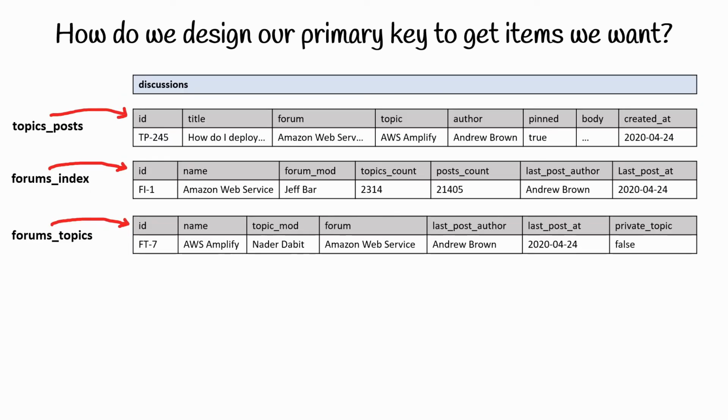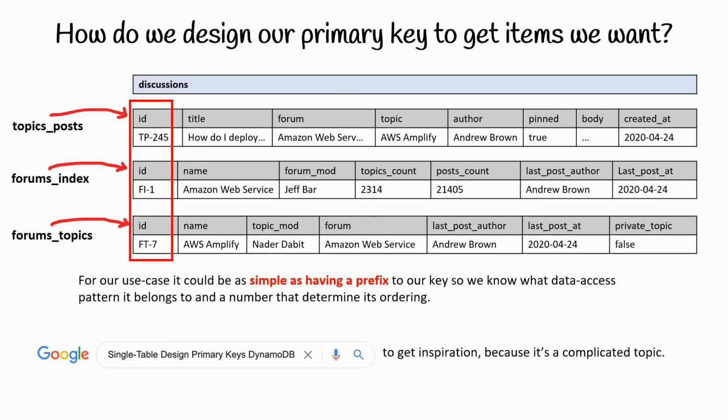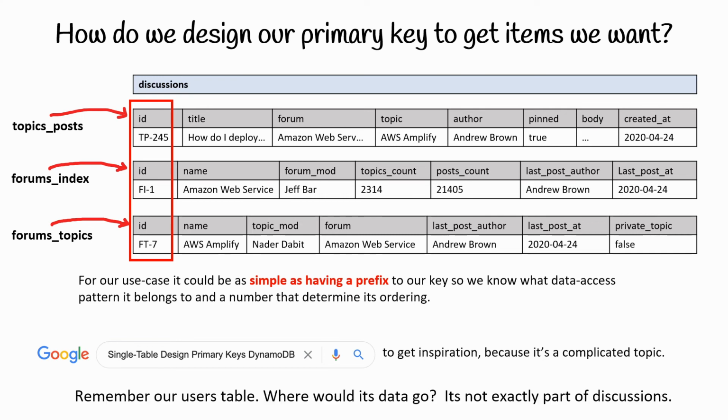So how would we design this for our use case? This is the simplest use case I could show you, but imagine we just prefixed each one with the data access pattern. So for topic post, it's TP. For form index, it's FI. And for form topics, it's FT. This is a very simple use case to get our data. But really, the topic of designing a key could literally be its own talk. So when you are looking to move from Postgres over to DynamoDB and you want to use single table design, just search single table design primary key DynamoDB, because the story is so complicated. But once you get over this hump, it's a lot easier.